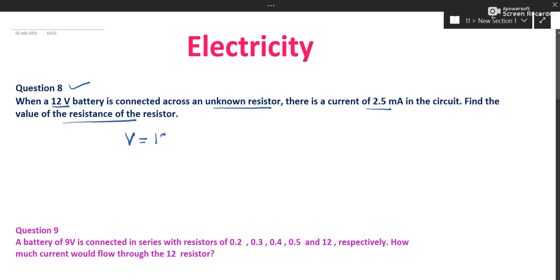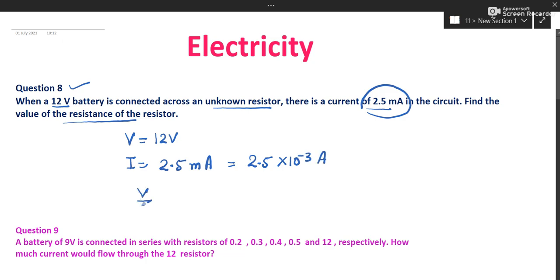Voltage is given as 12 volt. Current is given as 2.5 milliampere. So we'll be converting into SI unit. 2.5 milli is 10 raised to power minus 3 amperes. So we have V and I. We will be using V by I is equal to R, that is Ohm's law will use.